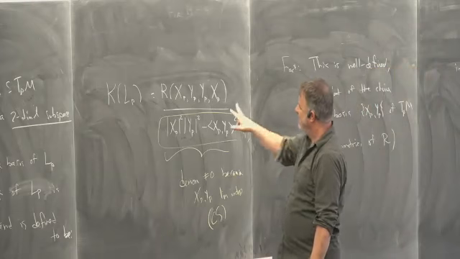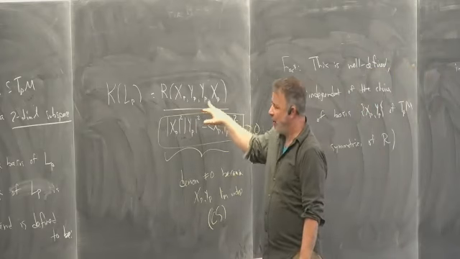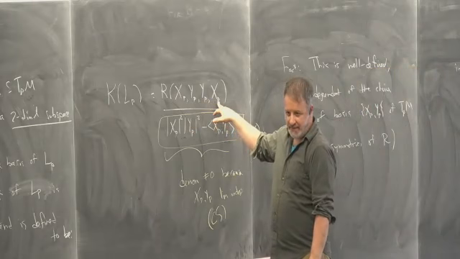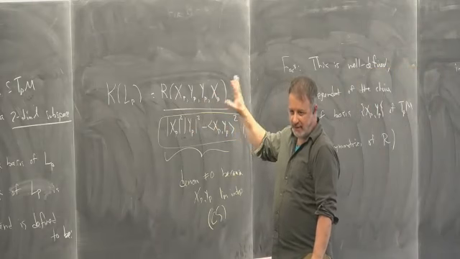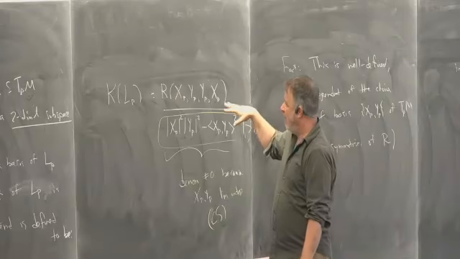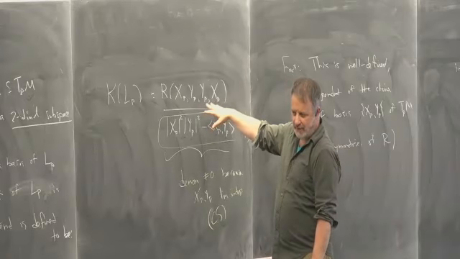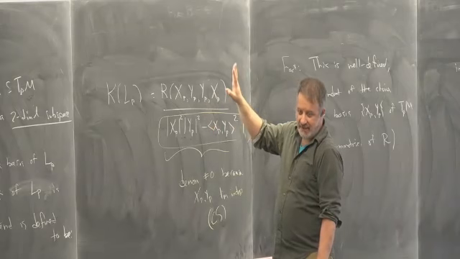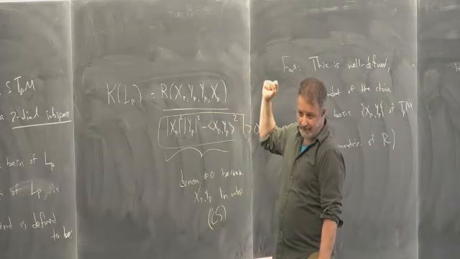Here, I have X, Y, Y, X. This is because of the convention I'm using. I'll make a comment about that in a minute. I don't know what Do Carmo wrote here. He wrote XY, XY, because he has the negative. His definition of R is the negative of mine.